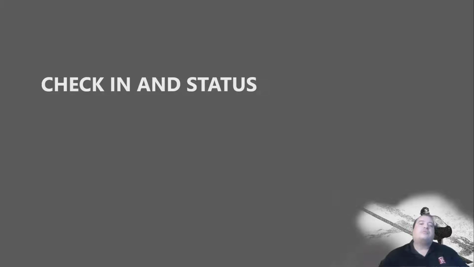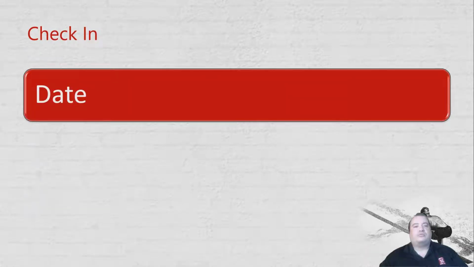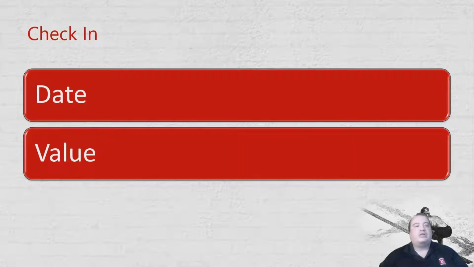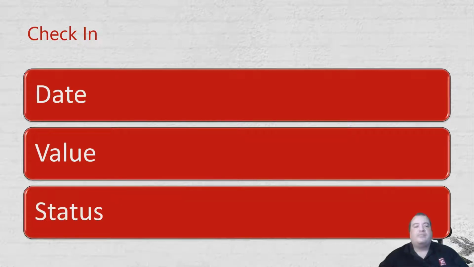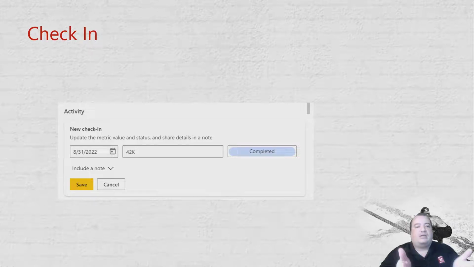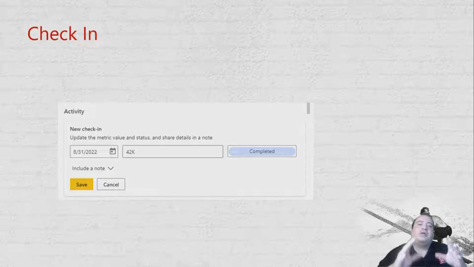And let's talk about the check-in and the status. Every check-in has a date, the date of the check-in, the value the metric has on that date, and the status the metric has on that date. The check-in, we already mentioned that it can be automated or manual. If it's manual, we need to input this manually, like this. This is the input of a manual check-in.